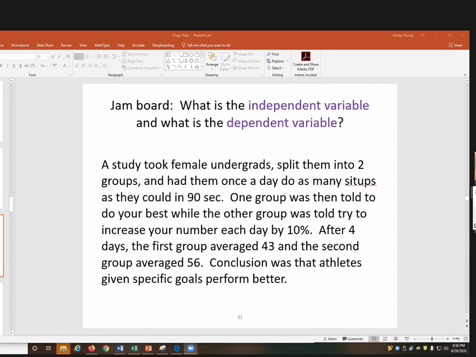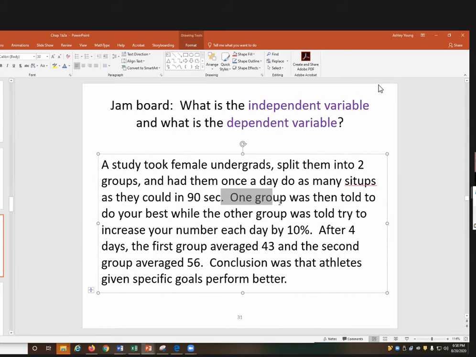Exactly. What group they're in. So the two things I know about them is whether they're in this group or if they're in the other group, which group they're in. So what group they're in, in other words, were they told to increase your number or were they told to try your best? That's the one thing I know about them. The other thing I know about them is how many sit-ups they did.